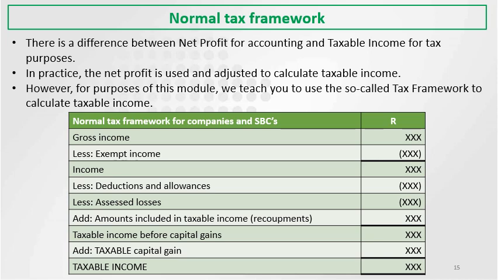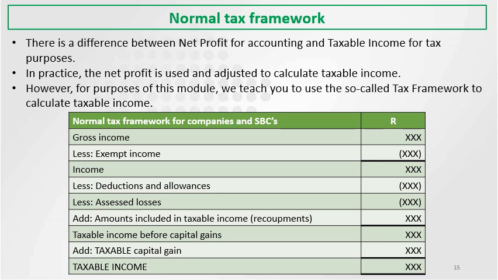But then you must include in income amounts that are specifically stipulated in the Act that must be included in income. And later on in the module, you will see that these are the recoupments of wear and tear allowances. That brings you to taxable income before capital gains. And then here you add a taxable capital gain.